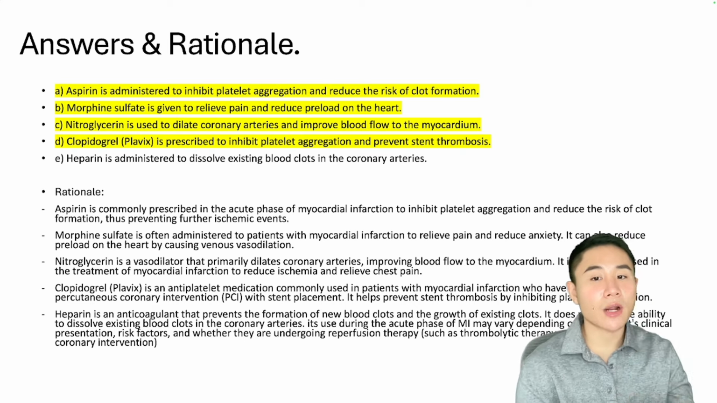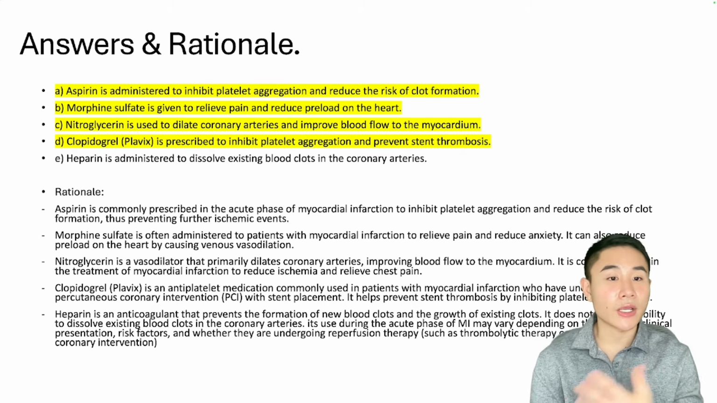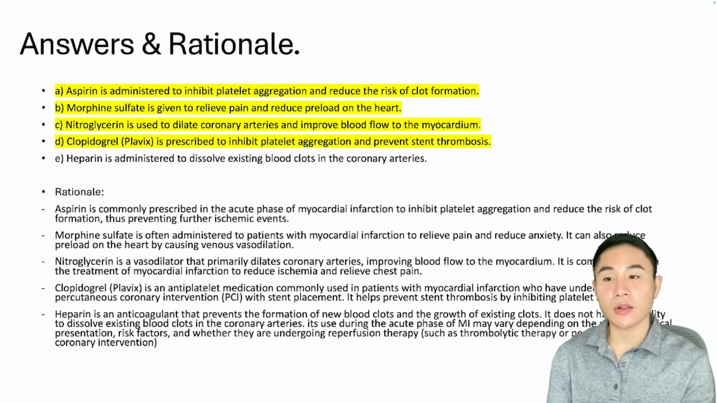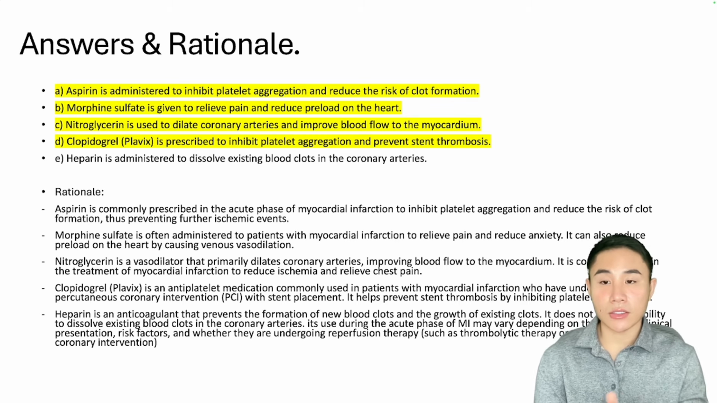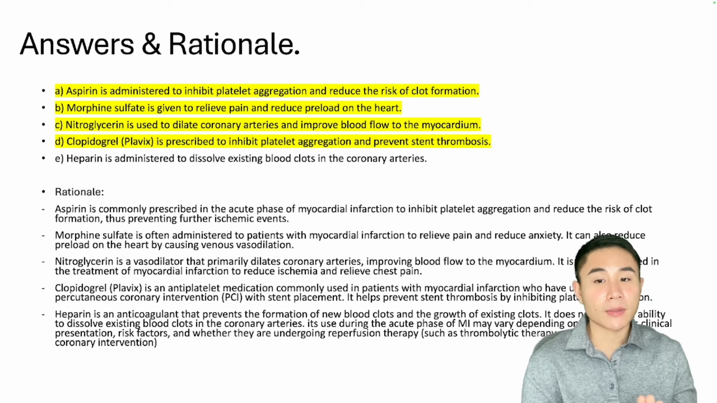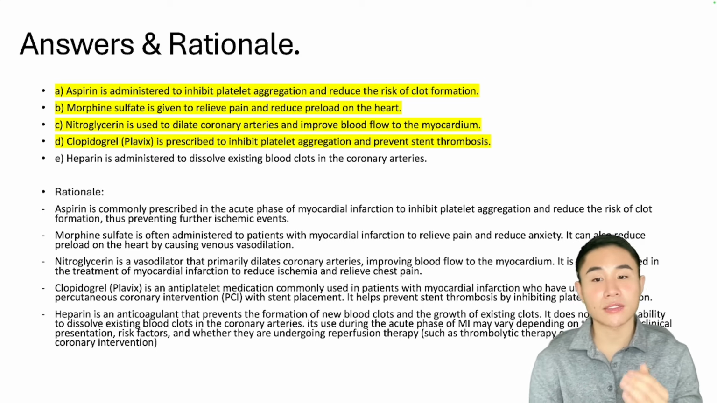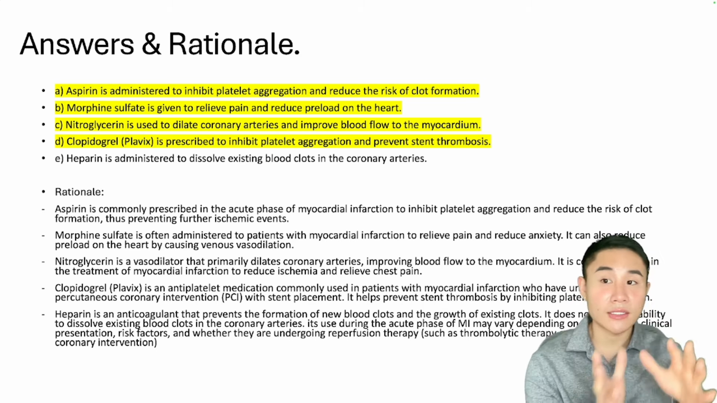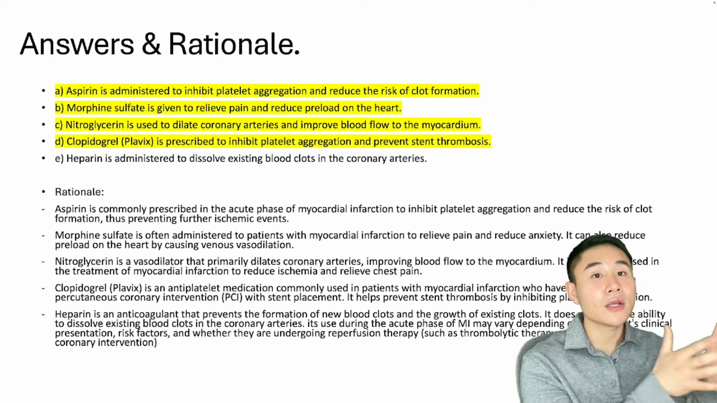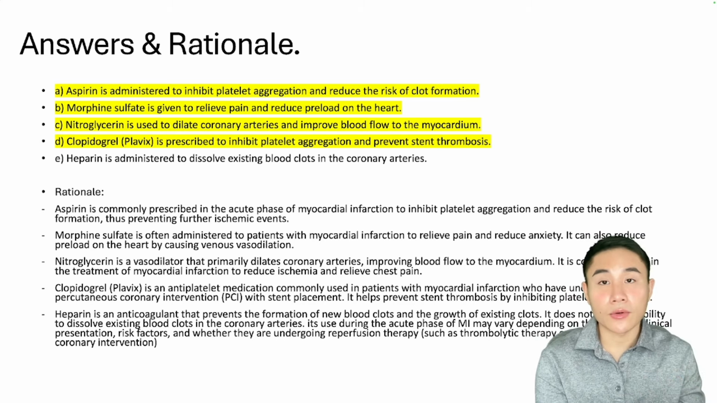Aspirin is commonly prescribed in the acute phase of MI to inhibit platelet aggregation and reduce the risk of blood clot formation, thus preventing further ischemic events. Correct. Morphine is often administered to patients with MI to relieve pain and anxiety, and also to reduce preload by causing venous dilation. Okay, so morphine usually causes venous dilation, whereas nitroglycerin causes arterial dilation, especially coronary arterial.